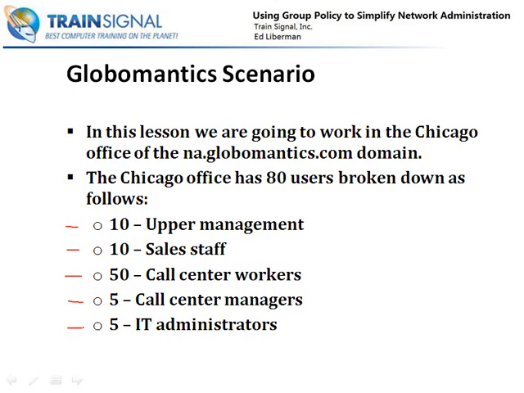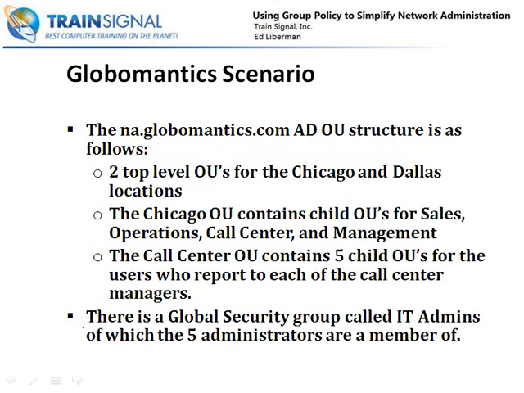And I will tell you that I have gone into my North America domain, and I have created these 80 users. You can do so as well, or you could probably get away with just creating a few users to represent each of these different areas. Now, to go a step further, the Active Directory OU structure consists of 2 top-level OUs, one for the Chicago office and one for the Dallas office. Okay, so we have an OU called Chicago and an OU called Dallas in the North America domain.